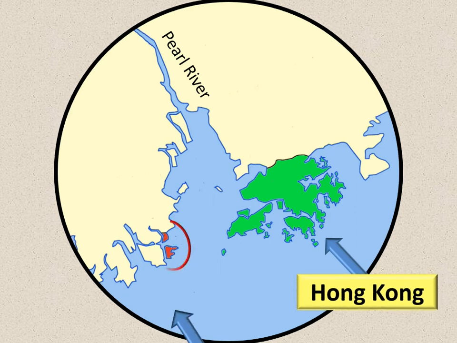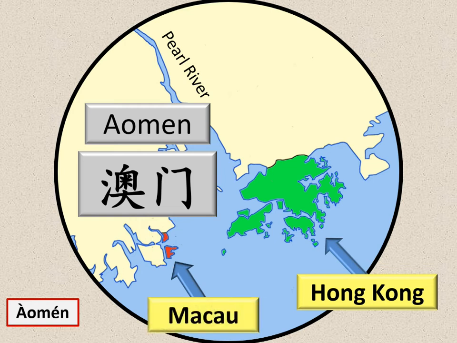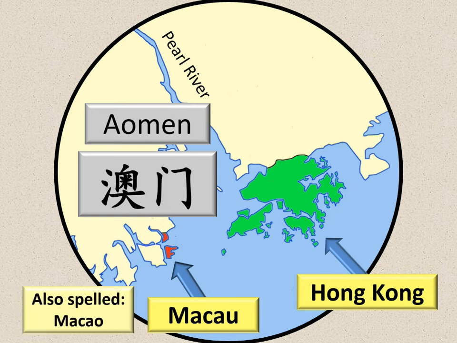Across the bay is a tiny administrative area that used to be a Portuguese colony. This is another special administrative region. Its Chinese name is written like this and pronounced Aomen. The first character means bay or inlet of the sea, and the second means gateway or outlet. Do you see the water radical in the character for bay? The name of the colony was Macau, and that name is still used in English language publications and maps.